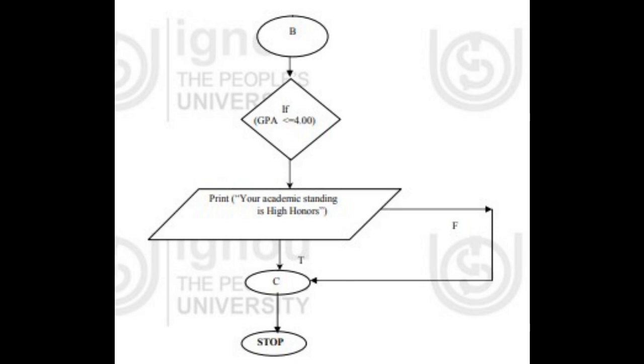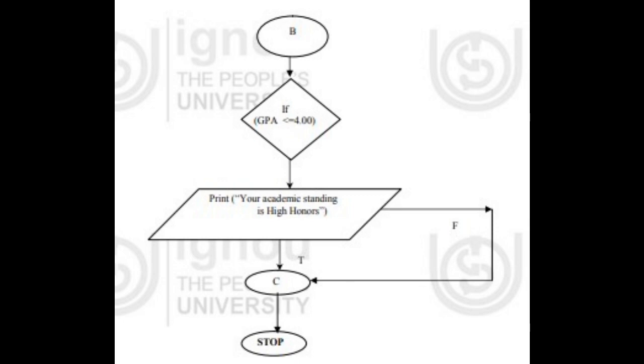Else, if GPA less than 3, print f, your academic standing is satisfactory, \n, \n. Else, if GPA less than equals 3.5, print f, your academic standing is honors, \n, \n. Else, if GPA less than equals 4.00, print f, your academic standing is high honors, \n, \n. Return 0.